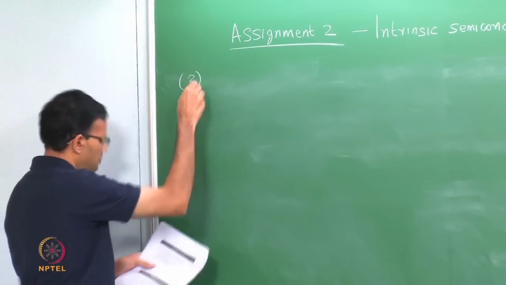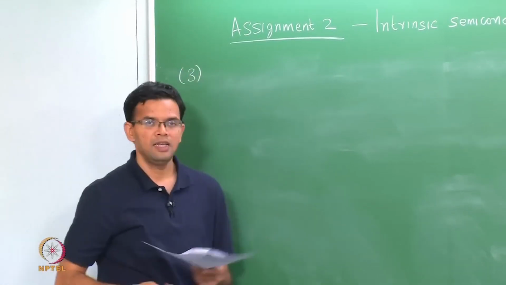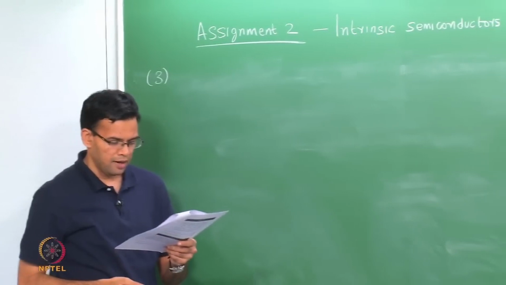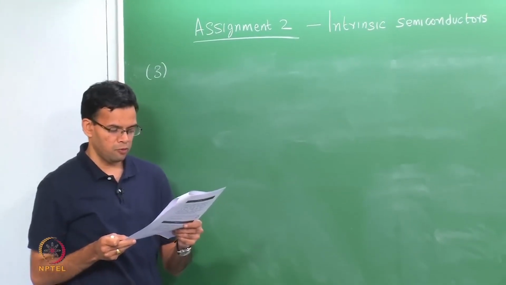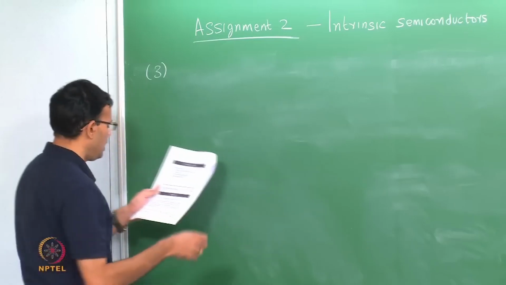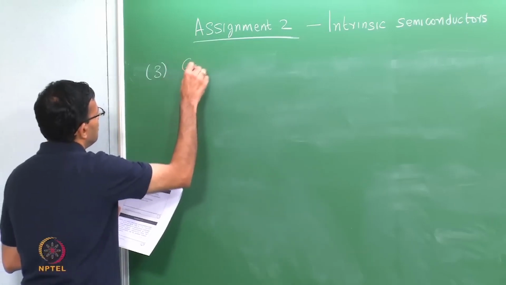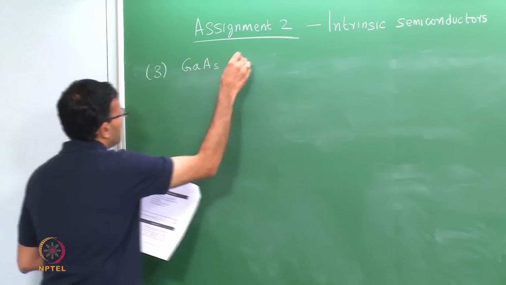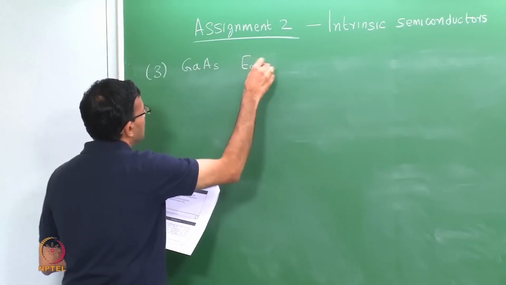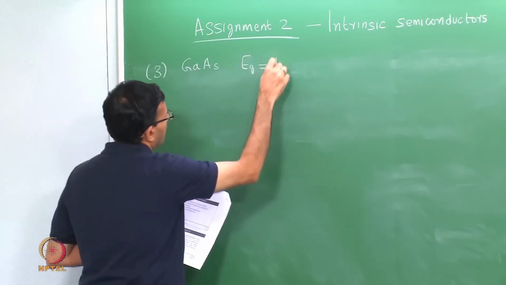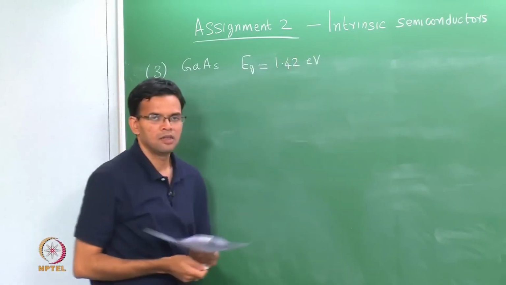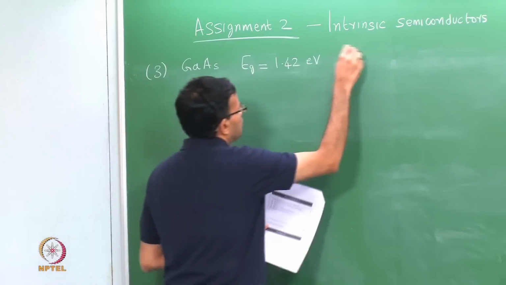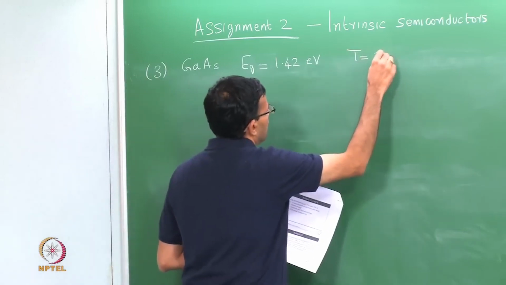So, question 3, we have gallium arsenide, which is a direct band gap semiconductor with Eg of 1.42 electron volts at 300 Kelvin. Gallium arsenide has a higher band gap than silicon, and it is also a direct band gap material, but that is not relevant for this question. It is at room temperature, so temperature is 300 Kelvin.